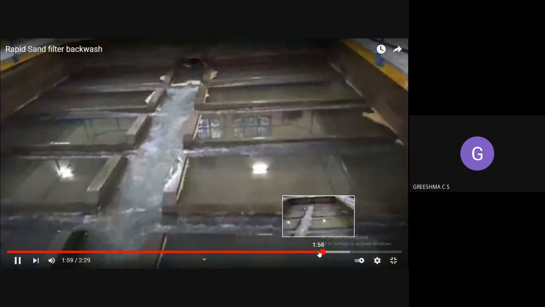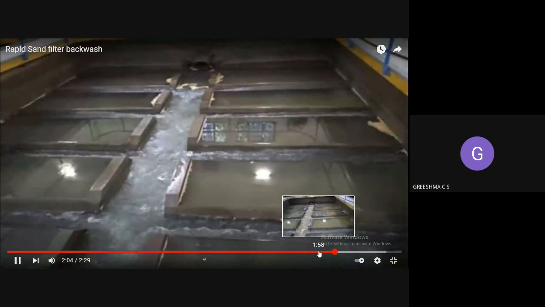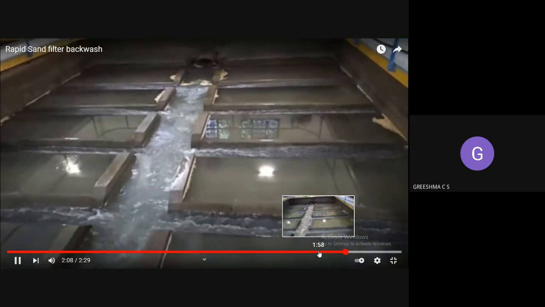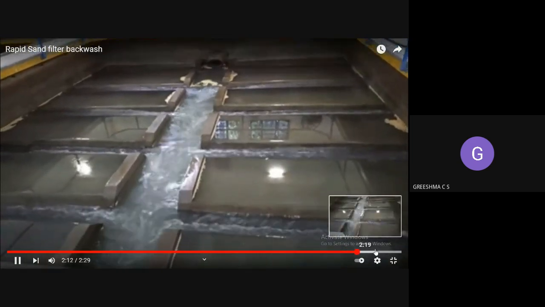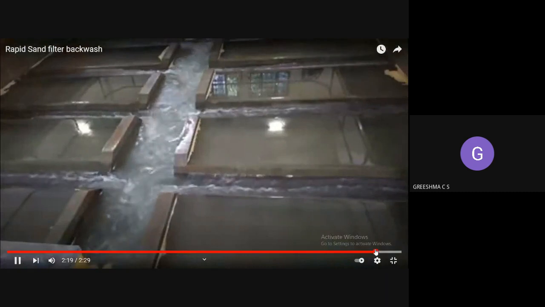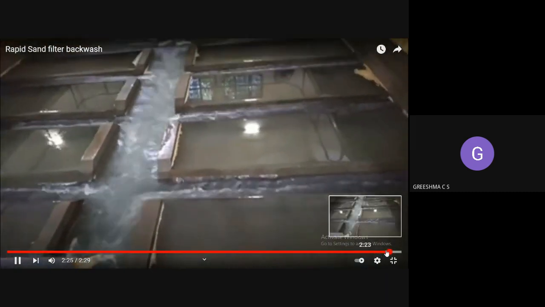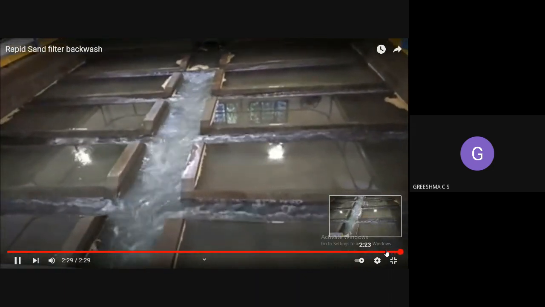See, now the water is very clear, which means that the whole filter bed is clean now. Now when we send water up from the bottom, it will be taking all the dirt, and now it is very clean. The water is very clean. Okay. You can see the clear water that is flowing.